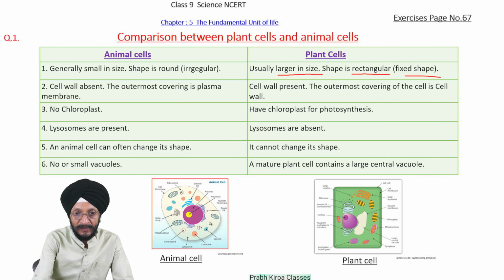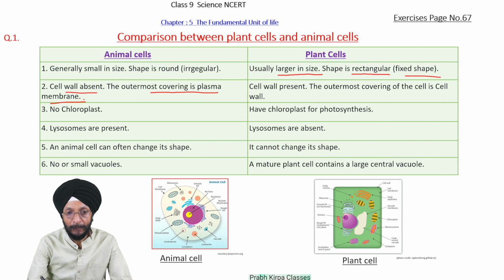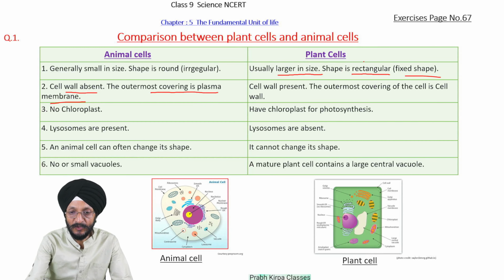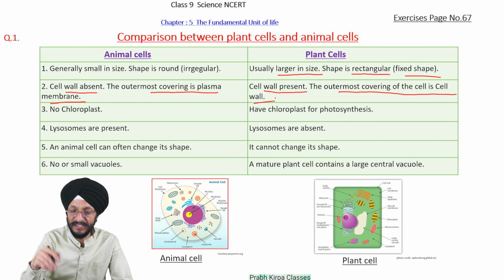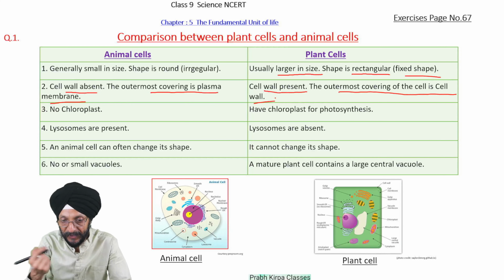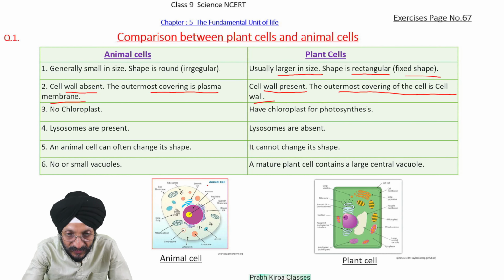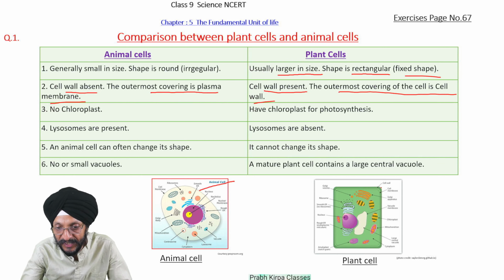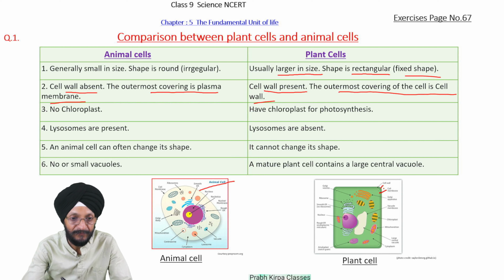Animal cells do not have a cell wall. The outermost covering of animal cells is the plasma membrane. In the case of plant cells, a cell wall is present. The outermost covering of the cell is the cell wall, which lies outside the plasma membrane. You can see here that in animal cells, this is the plasma membrane, whereas in plant cells, the outer covering is the cell wall and inside is the cell membrane.